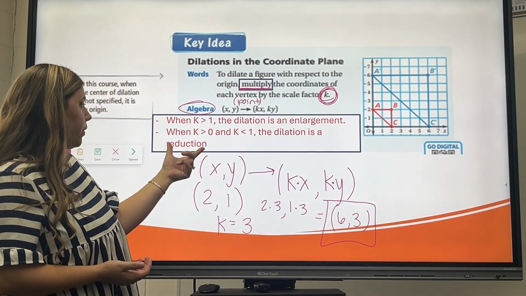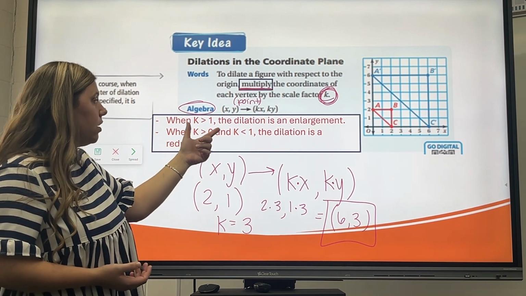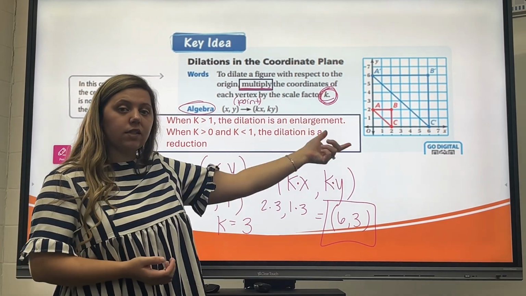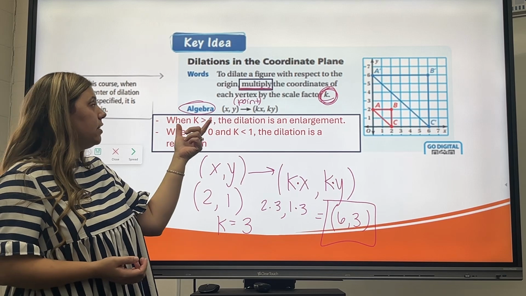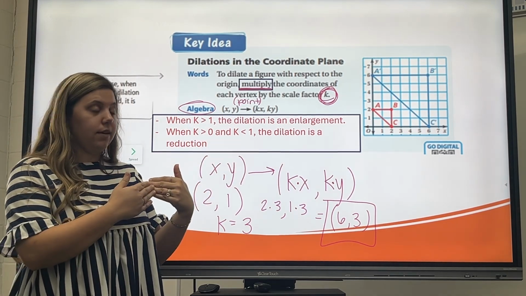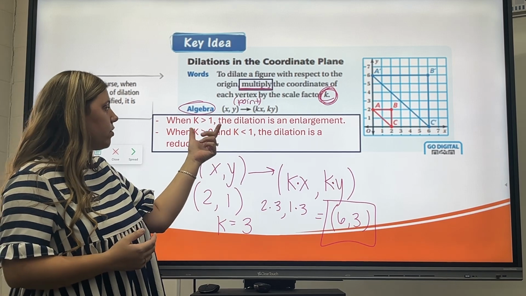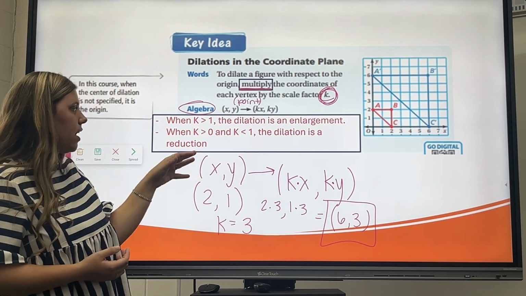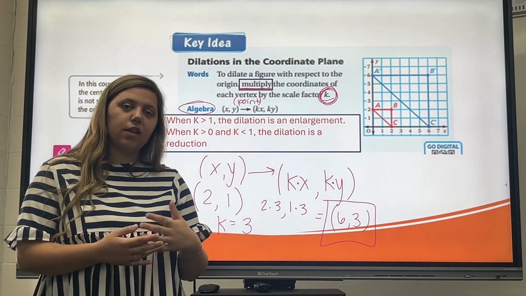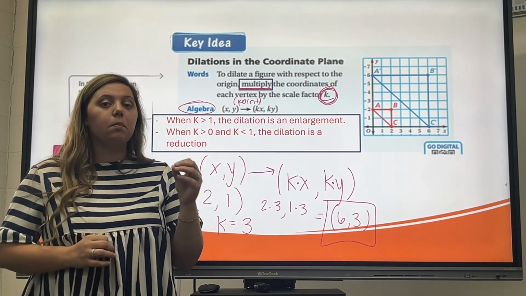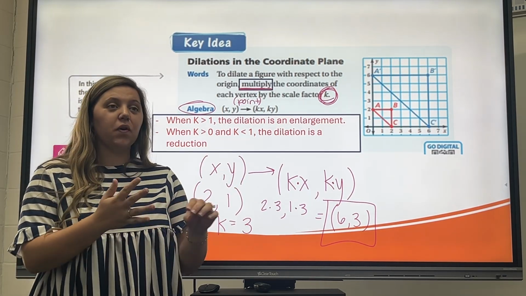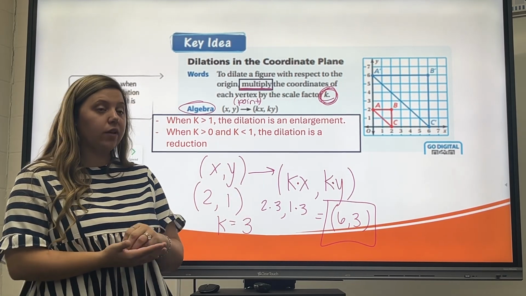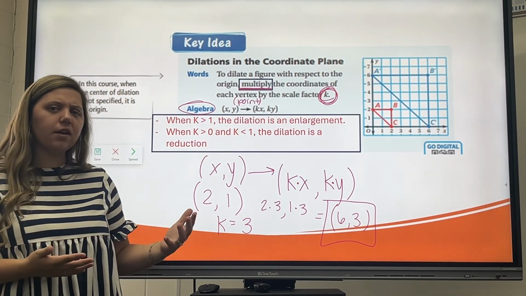Now, here's where it's important. When the scale factor is greater than 1, that represents an enlargement, okay? Greater than 1, it gets bigger. Now, if it's between 0 and 1, so less than 1, okay, it's a reduction. So greater than 1, larger. Less than 1, smaller, okay? That's what this is saying. Now we can't have a negative scale factor, so that's why it's saying it's between 0 and 1, but anytime it's a fraction or a decimal between 0 and 1, it will get smaller, okay? If it's 1, it stays the same, okay?